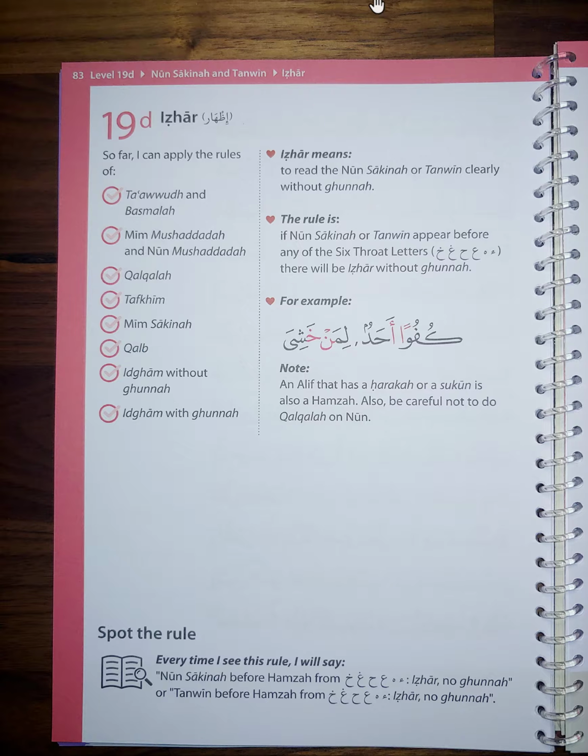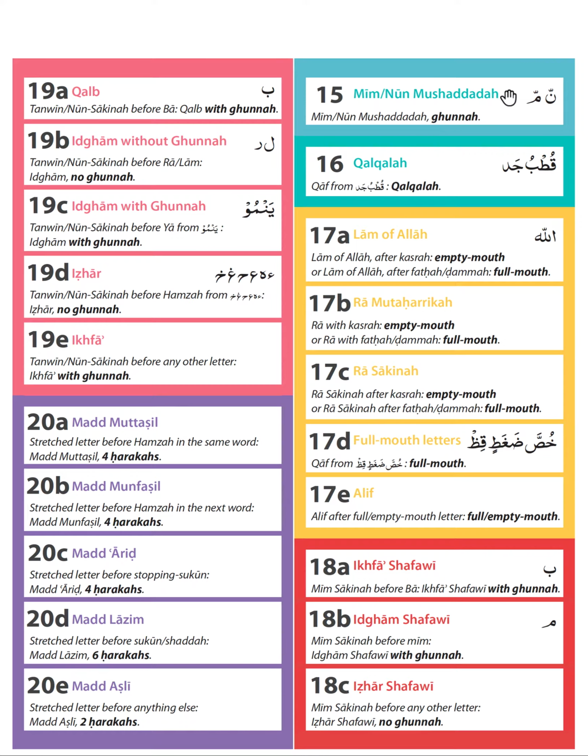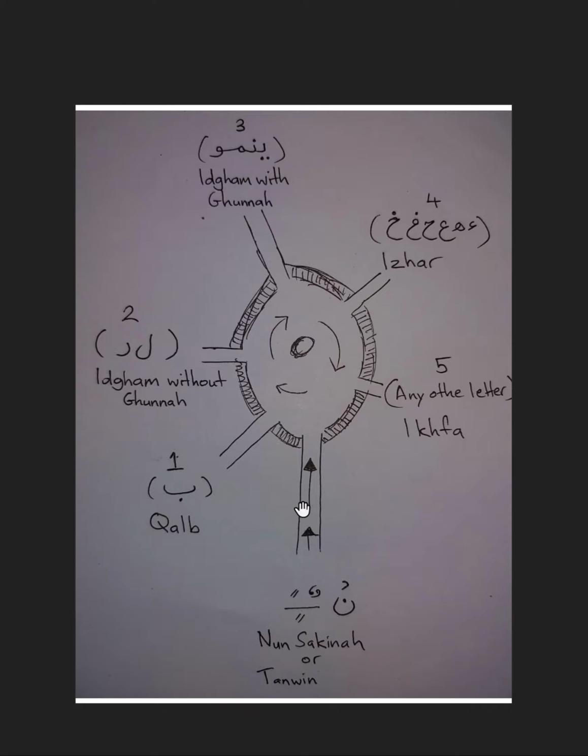It's always a good idea to have a quick look at your rule card and revise all the rules you've done until now and take a look at where this rule fits into the other rules you have done. So it's the fourth rule in the pink level, which has 5 rules. And also, don't forget the roundabout example I gave you if it made sense to you, and that is every time you see a nun sakina or a tanween, it's like you've come to a roundabout. You must check all the exits and work out which one is right for you.